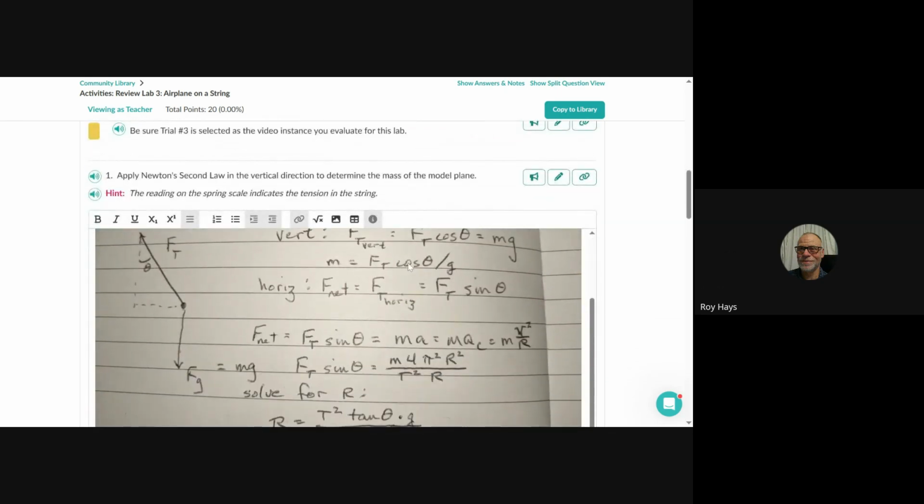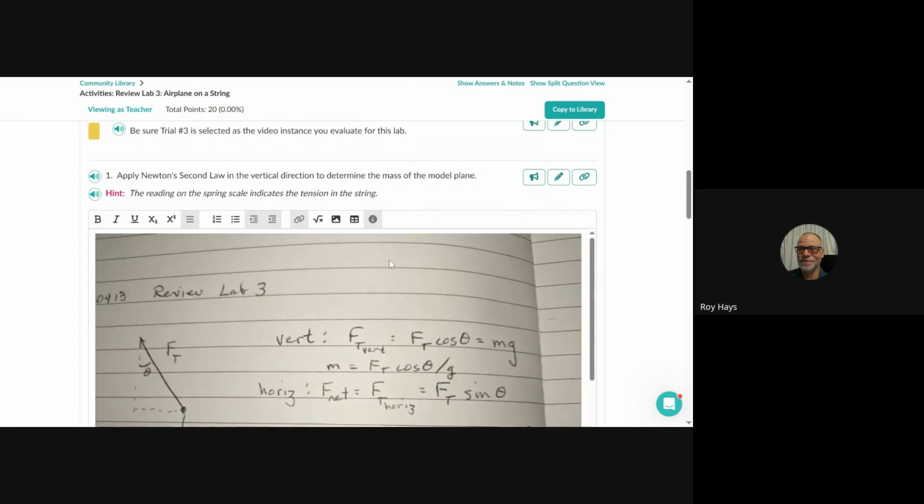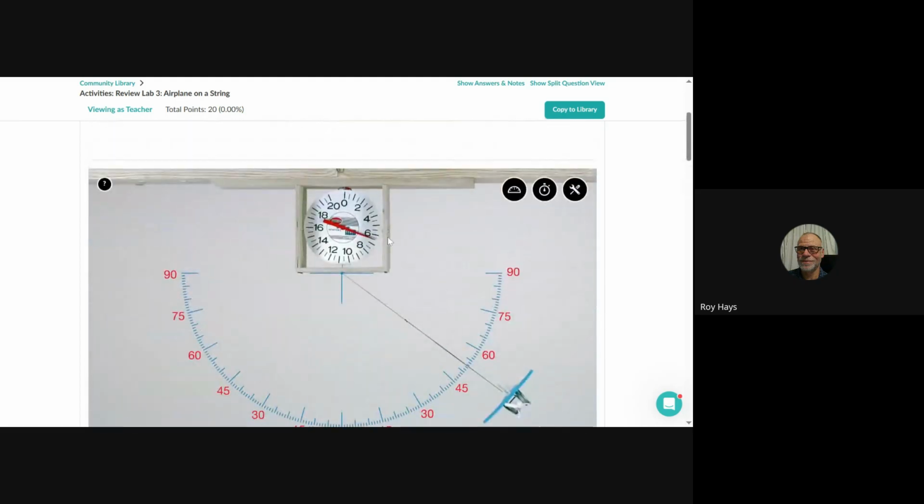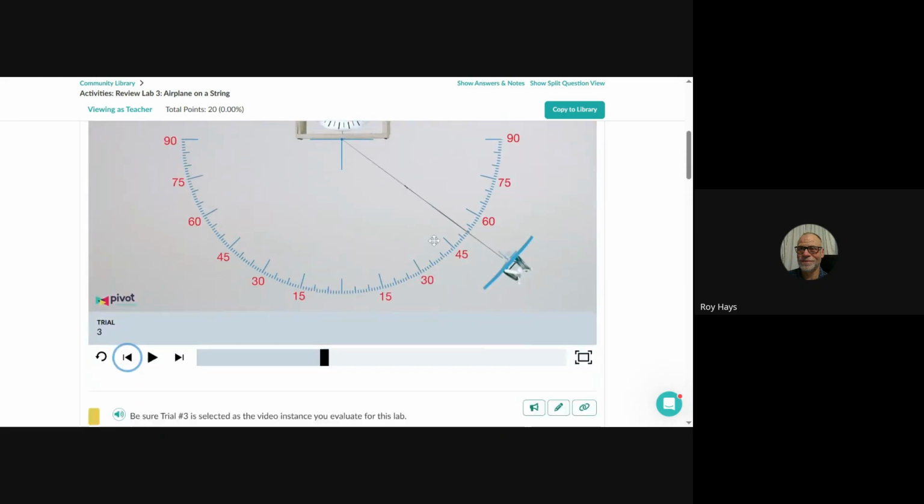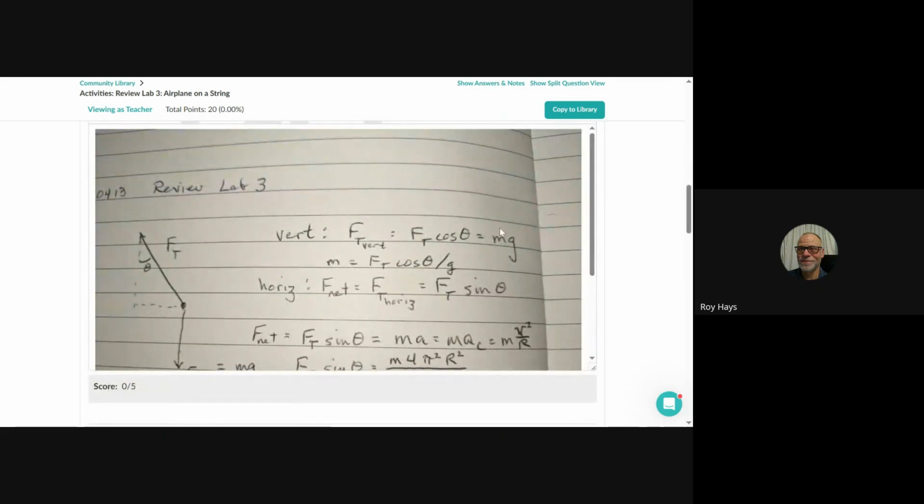If I use 52.5 degrees and the tension that I see in this spring force meter is 6.5 newtons, that gives me a mass of the airplane of about 399 grams, about 0.4 kilograms.